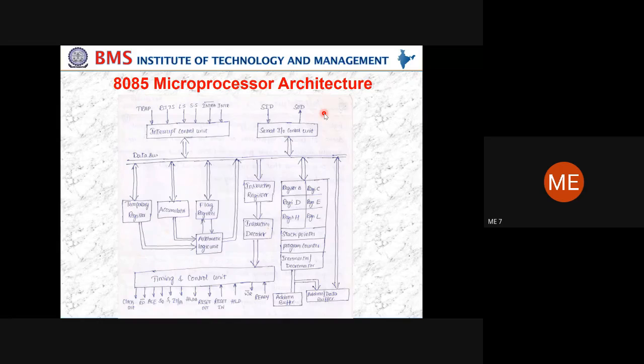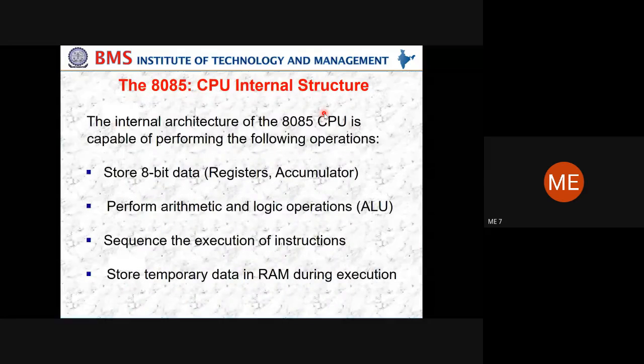Now this is about the architecture. Briefly, I will just explain the internal architecture of 8085. Before that, what is it for, first of all. The architecture of 8085 is capable of performing the following operations. 8085 is to store 8-bit data. As I told, I am doing this as per the syllabus. The syllabus states it is the 8085 microprocessor. Gone are the days where you are dealing with 8-bit data. This is the old story, but as far as the syllabus is concerned, I am just doing this.